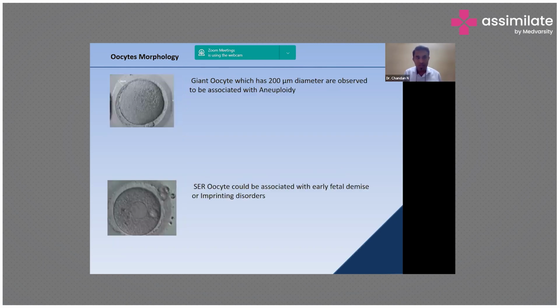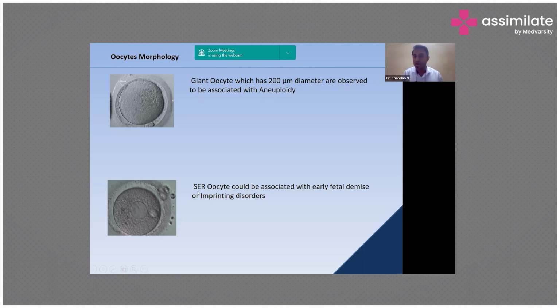Now coming to the other parameters, like the giant oocyte. When you have a group of oocytes, I told you that the size of the oocyte will be 150 to 175 micron. But anything apart from that, say in this case it is 200, and you can see even 300 micron sized oocytes. These are all abnormal oocytes. Generally, they will give an aneuploid embryo, which is nothing but a genetically unstable embryo.